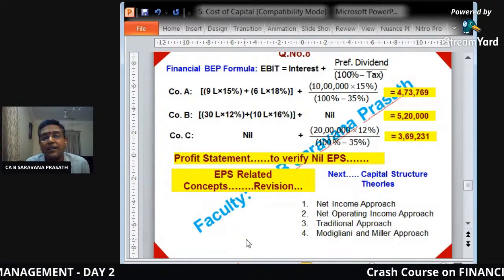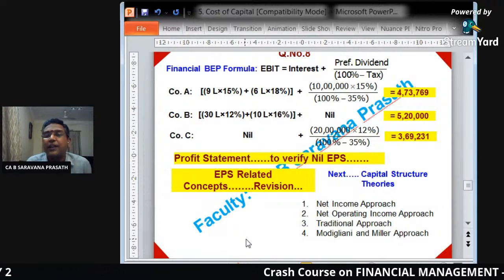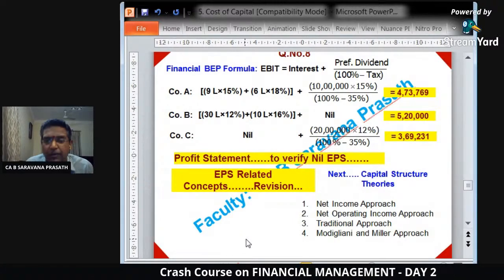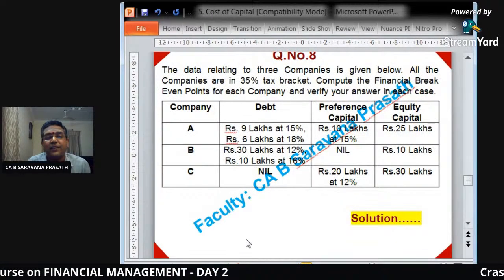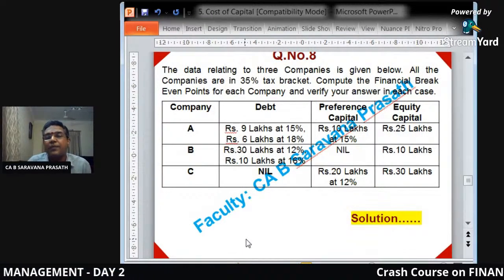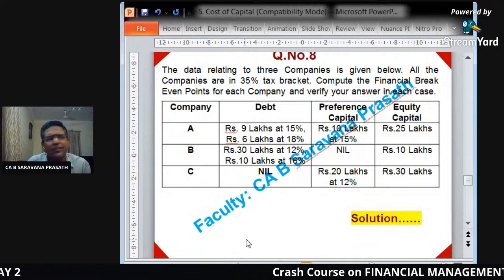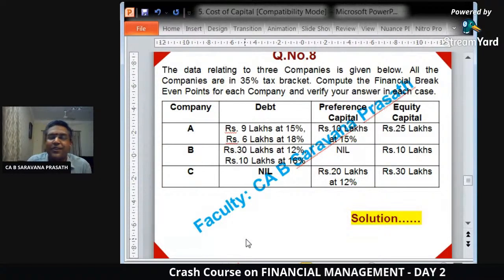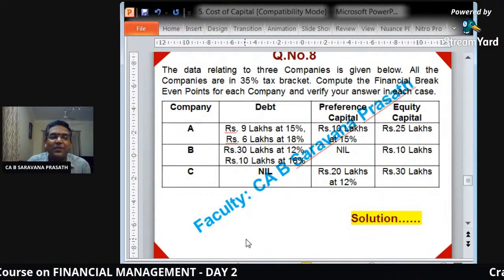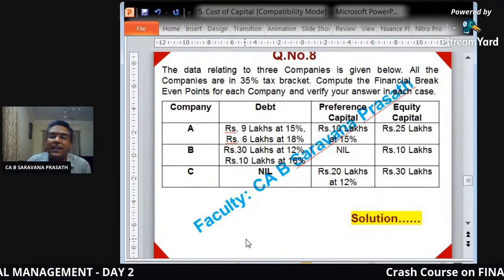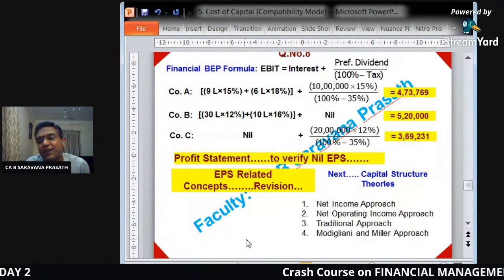Second company, 30 lakh into 12% and 10 lakh into 16%. I am drawing reference to the previous table, previous question, previous slide for the question. 30 lakh into 12%, 10 lakh into 16%. There is no preference capital here. So total, the interest component itself is equivalent to the break-even point value. EBIT should be equivalent to 5,20,000.